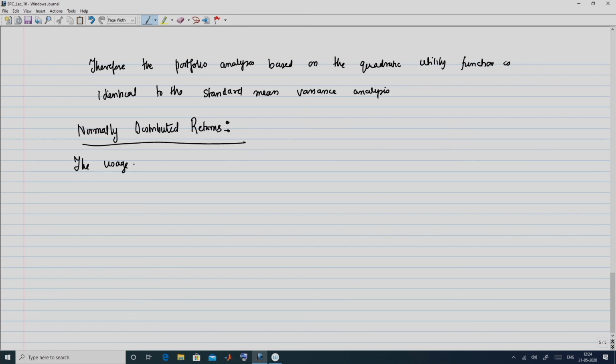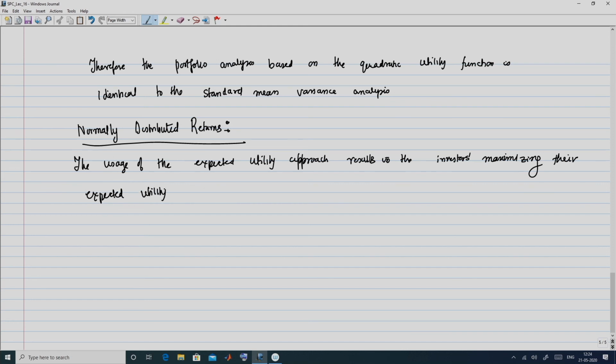So, the usage of the expected utility approach results in the investors maximizing their expected utility even in presence of uncertainty.